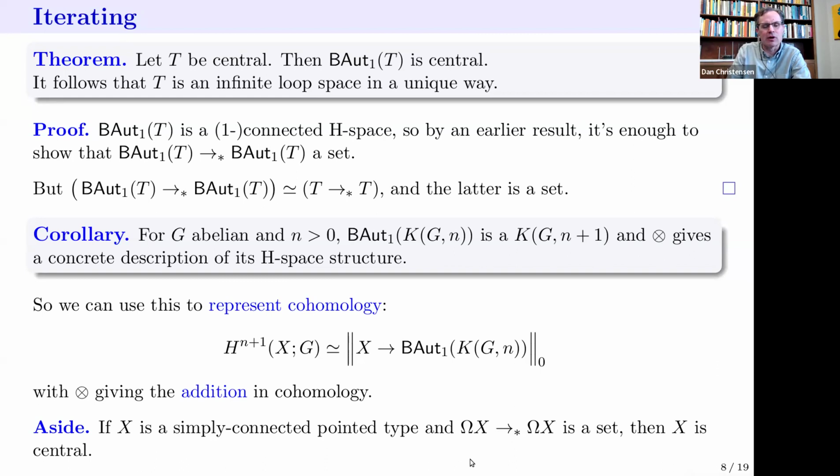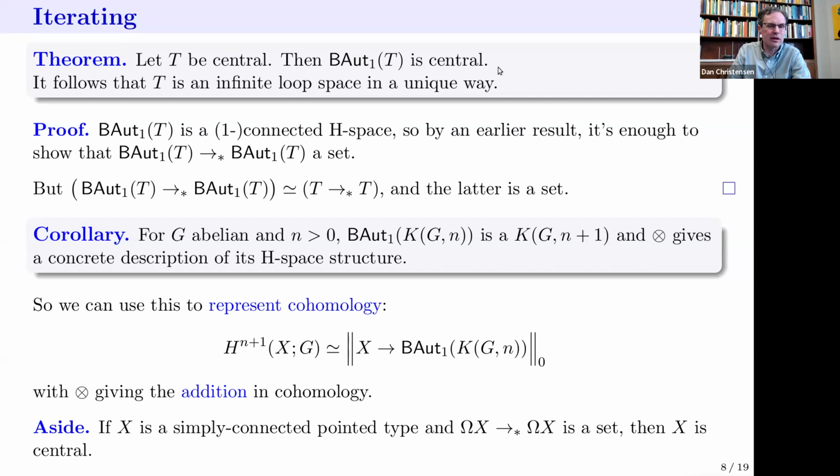And how does this argument go? Well, we first prove that loops X is central. Since X is simply connected, loops X will be connected. Loop spaces are always H-spaces, and if the pointed self-maps are a set, then it's central. Now, X is a delooping of loops X, but deloopings are unique. So X must be B Aut_1 of loops X. And so then, by this result, it must be central.